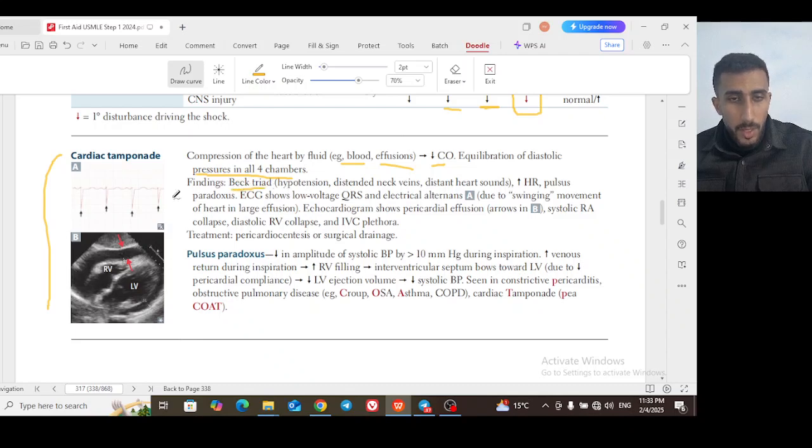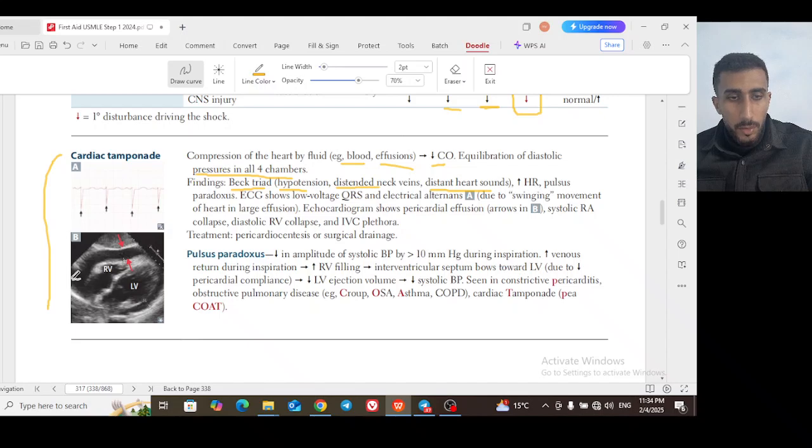So for the big triad, when you encounter a patient who has hypotension and distended neck veins, the third thing you are going to do is put a stethoscope on the patient's chest. If you auscultate distant heart sounds, this completes the big triad. So you will find a hypotensive patient who may have distended neck veins and distant heart sounds. This is the big triad, which is characteristic for cardiac tamponade.